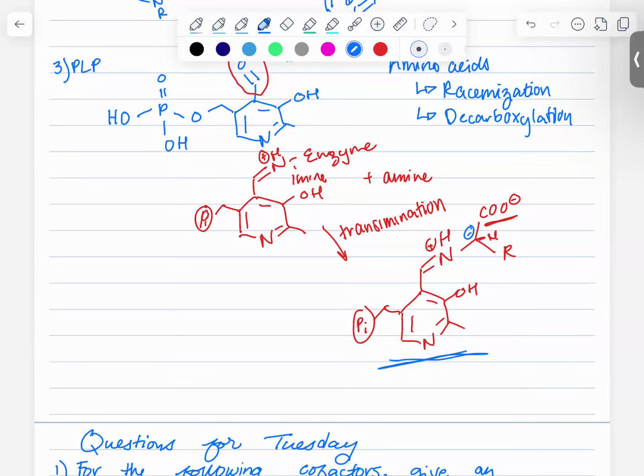PLP also has a carbanion that we can draw resonance structures with. Resonance is important, and I think that these would be good practice to go through your resonance structures.